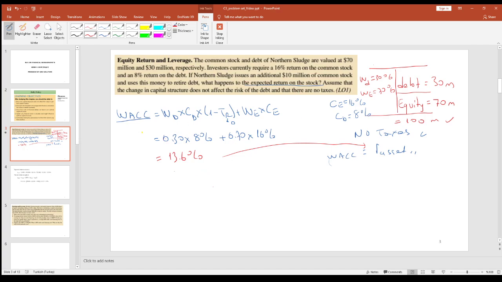In the second case, we have a new situation. In this situation, we are going to issue an additional $10 million of common stock, and by using this amount of funds, we are going to retire exactly an equal amount of debt, which means if we issue additional shares in the amount of 10 million, our debt will go down to 20 million. So in that case, since debt will be lower at 20 million, the weight of debt will be 20%.